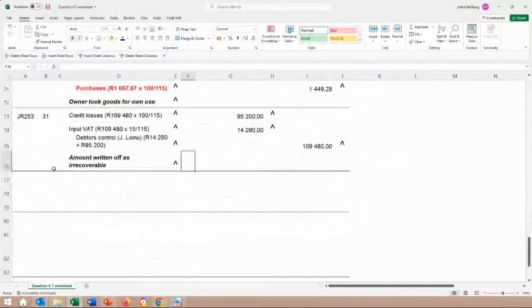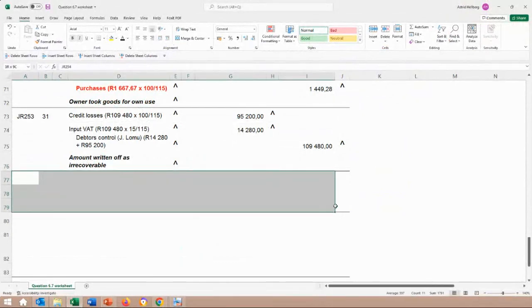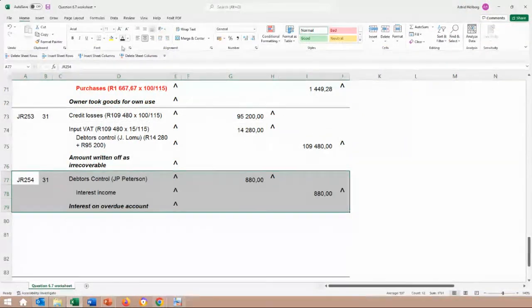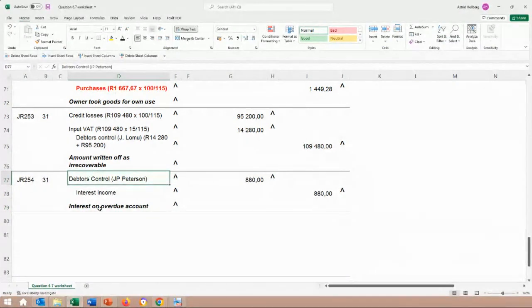Okay, so let's look at the first entry, the interest we charge to our debtor. So we're going to debit debtors control. You put in brackets which debtor, because when we get to learning unit 7, you will need that information in order to draft their individual accounts. It makes it a lot easier. So to that debtors control, we put 880, and then we credit interest income, which is an income in our books, and it is credited for 880. So then you write there interest on the overdue account.